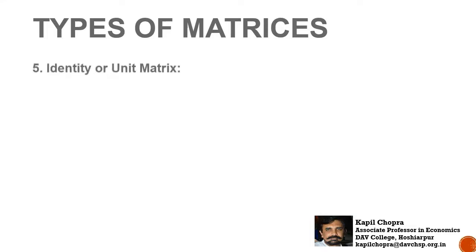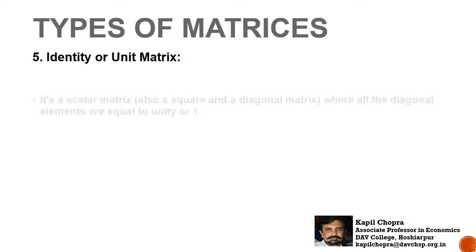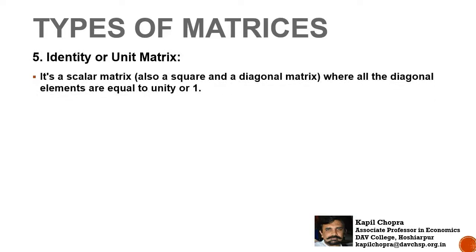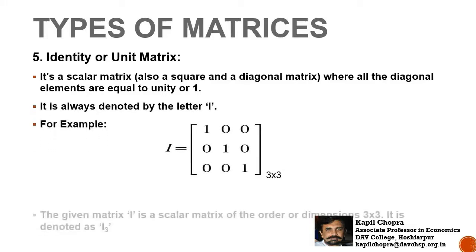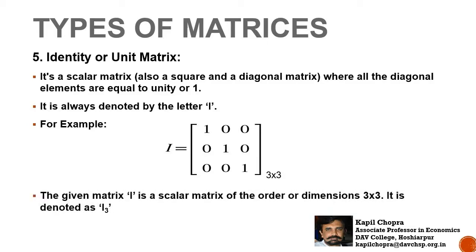Next type is the identity or unit matrix. It is a scalar matrix which is also a square as well as a diagonal matrix where all the diagonal elements are equal to unity or 1. It is always denoted by the letter capital I. For example, the given matrix I is an identity matrix of the order or dimensions 3 by 3. It is denoted as I3. Here Aij is equal to 1 for i is equal to j and Aij is equal to 0 for i not equal to j.